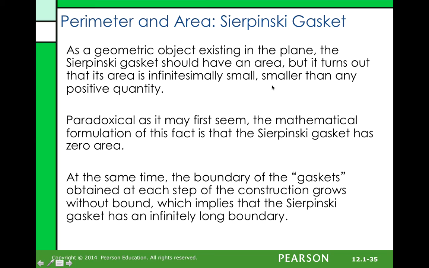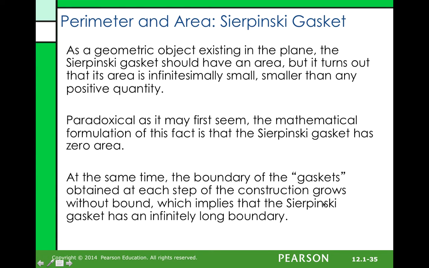Well, it turns out, and again, to actually explain why this is true is beyond the scope of this course, but it turns out that the Sierpinski gasket has no area. It has 0 area. So basically what you do is you say, well, suppose it had an area. You then show that its area is smaller than any positive number. But what does it mean to be smaller than any positive number? It means you must be 0.